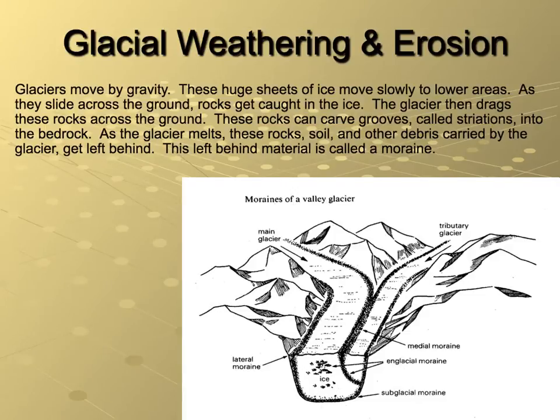So glaciers move by gravity. These huge sheets of ice move slowly to lower areas. As they slide across the ground, rocks get caught in the ice. The glacier then drags these rocks across the ground. These rocks can carve grooves called striations into the bedrock. As the glacier melts, these rocks, soil, and other debris that's been carried by the glacier get left behind. This left behind material is called a moraine.